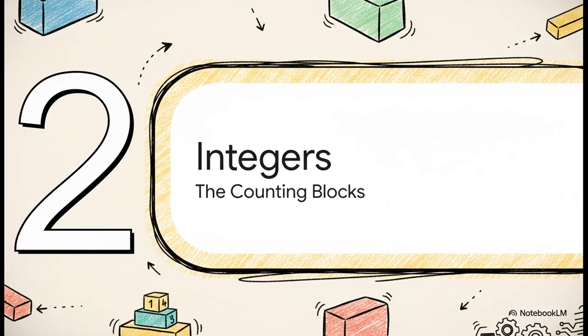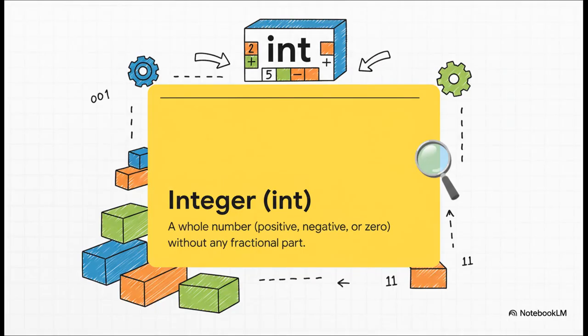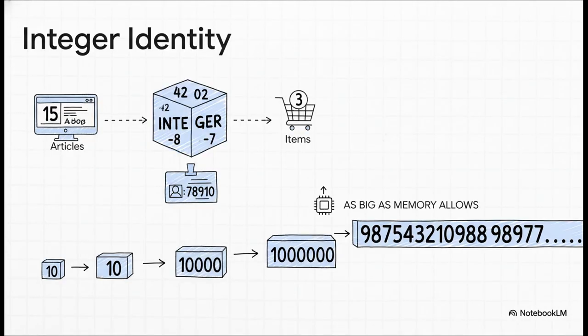All right, let's move on to our next building block. If strings are for text, then when we need to count things, we use integers. An integer, or int, is pretty much exactly what you learned in math class. It's a whole number. Could be positive, negative, or zero. The key is no fractions, no decimals, just simple, clean, solid numbers. These are the absolute workhorses for anything you need to count. Think about things like quantities or a unique student ID. And here's a fun fact. Modern computers can handle integers that are mind-bogglingly huge, basically limited only by how much memory the computer has.